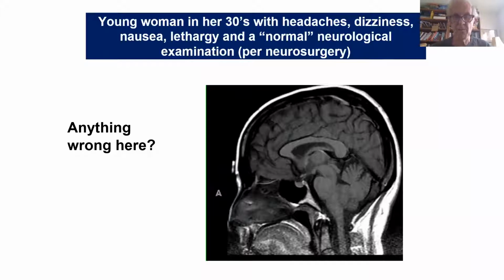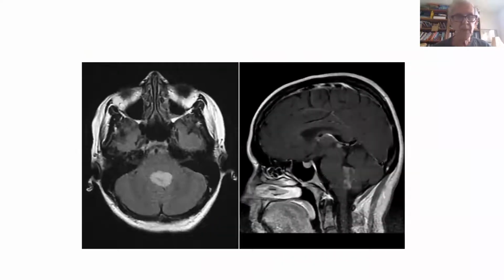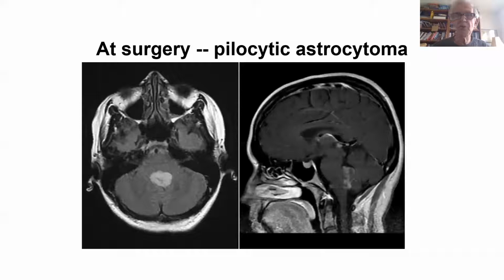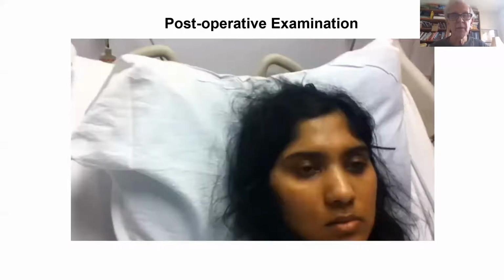If you look at this MRI scan, yes, the patient had a lesion in the fourth ventricle. You can see that on the left, smack in the center, and you can see it on the sagittal section on the right. And this patient at surgery had a pilocytic astrocytoma. Now here's the examination, which we were able to do right after the surgery. Patient was from India.